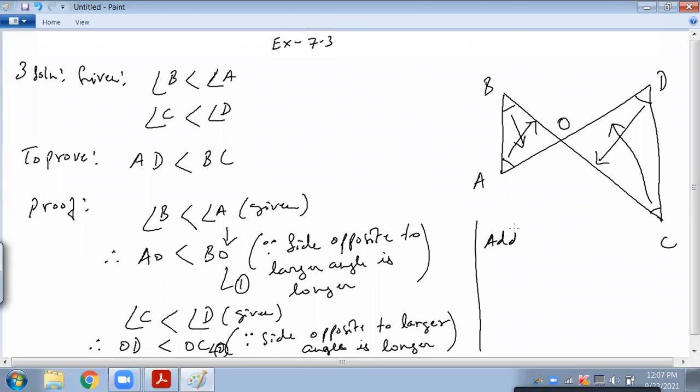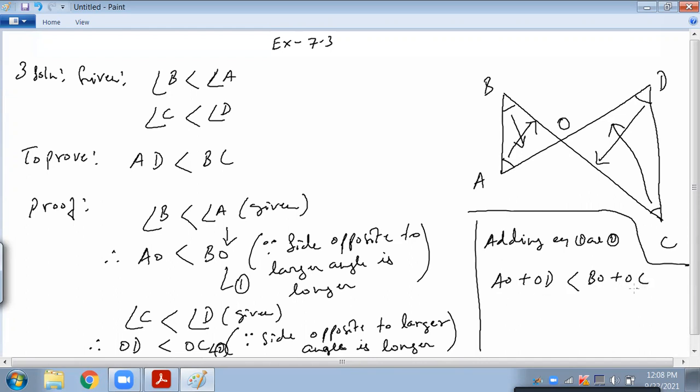So adding equations 1 and 2, what will we get? While we are adding 2 equations, we add the left hand side together and the right hand side together. AO plus OD will be less than BO plus OC. But AO plus OD is AD, so AD is less than BO plus OC. BO plus OC will be BC. That means we're getting AD less than BC. That is your answer, hence proved.